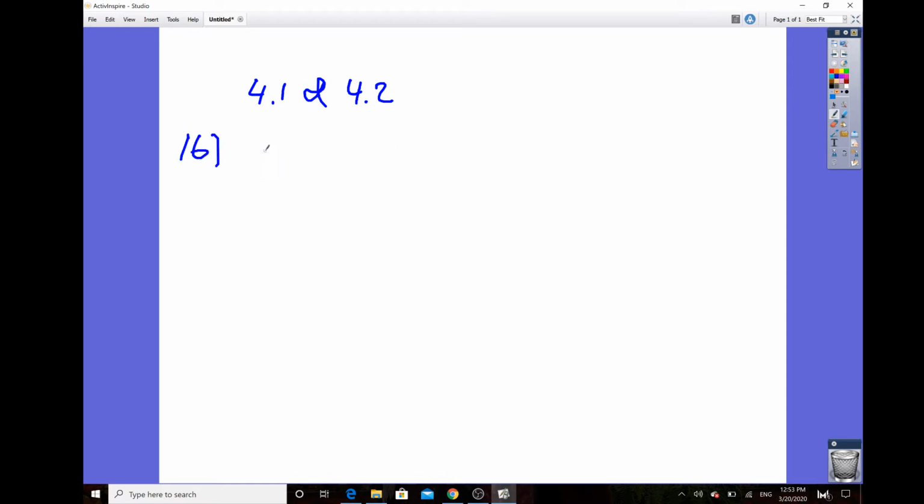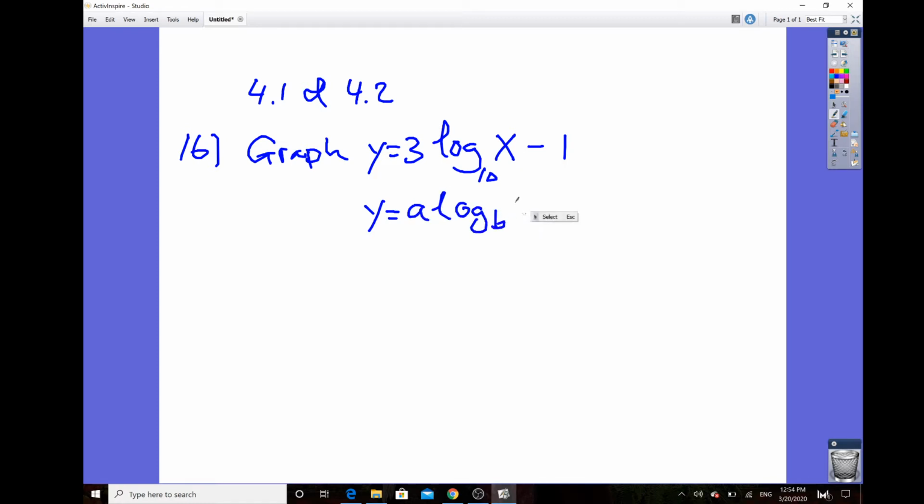So this one is all about graphing. So that's something you guys kind of struggle a little bit. So graph y equals 3 log x and then minus 1. Again, if the base is not shown, that's considered 10. So let's just compare this one back to the transformational form. So it's a log base b of the quantity x minus h plus k. So the value of a obviously is 3 and the base is 10. And then h, if that's not shown, that's 0. And k, obviously, it's negative 1.